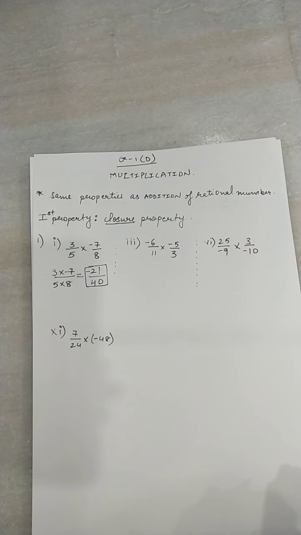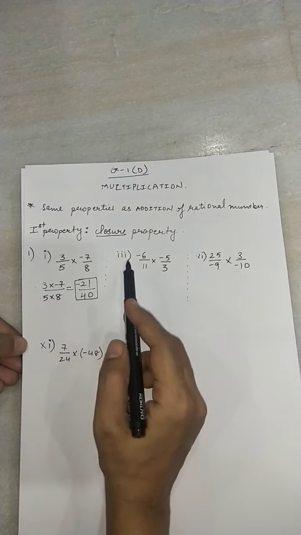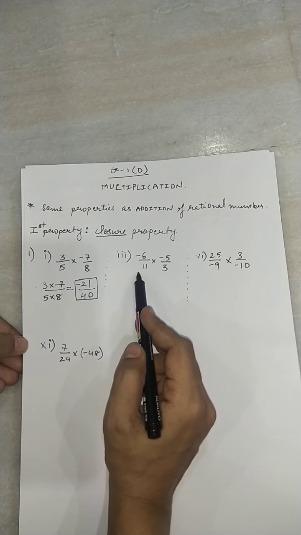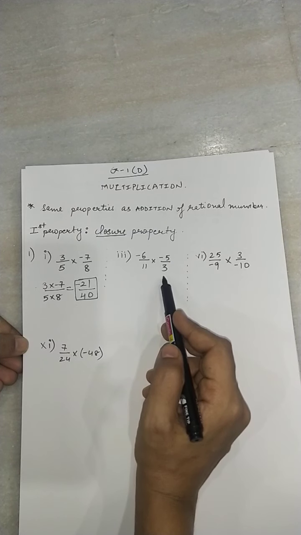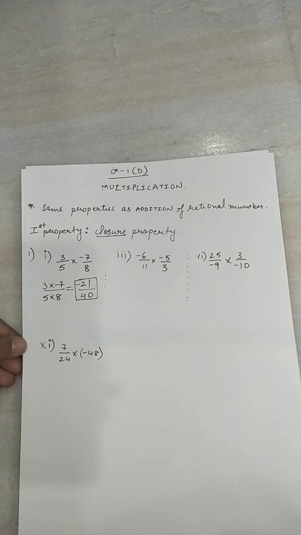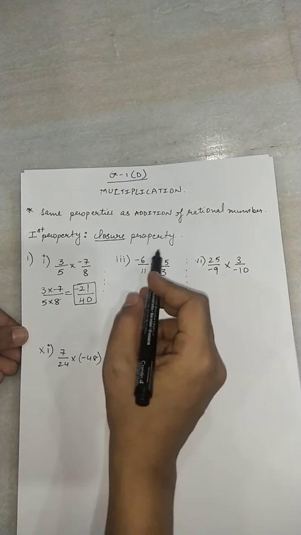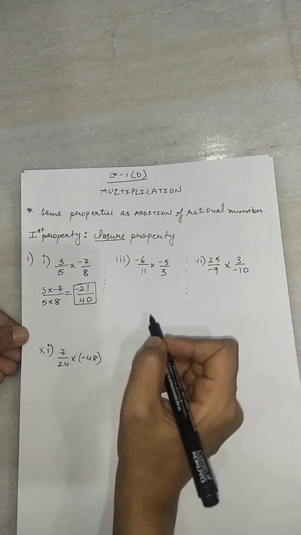Okay students, so it's very simple as normal. You have to multiply the same way. I'll do one more part for you. In the third part, minus 6 upon 11 into minus 5 upon 3, to make it easy, you can convert into lowest form. How? I'll tell you.